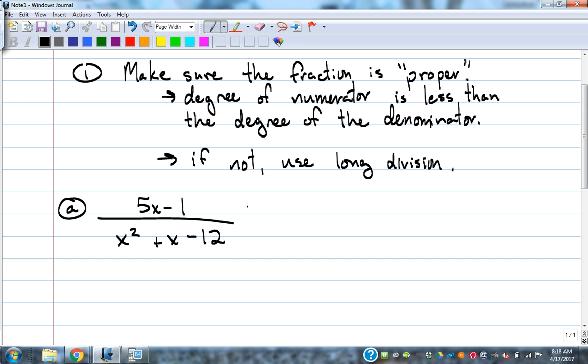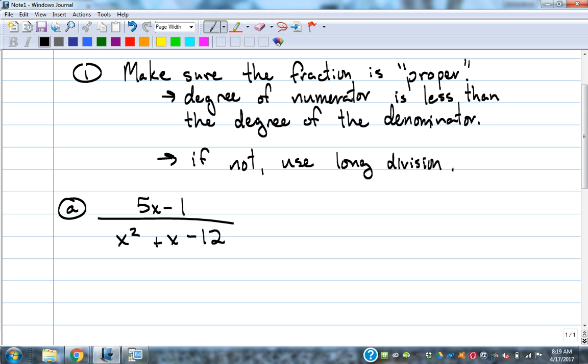All right, so here's our first example that we're going to use. We have 5x minus 1 in the numerator, and the denominator is x squared plus x minus 12. So we're going to check that first thing. The first thing we check is make sure the degree of the numerator is less than the denominator. This one is, because the numerator has a degree of 1, the denominator has a degree of 2. So that fits the proper fraction idea.